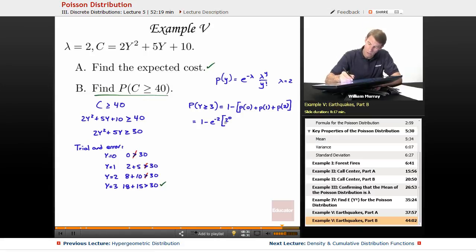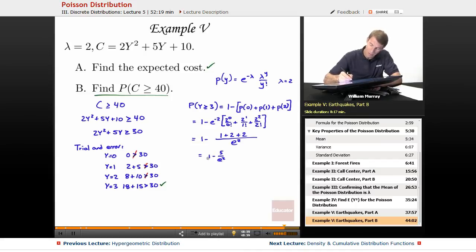So 2 to the 0 over 0 factorial plus 2 to the 1 over 1 factorial plus 2 to the 2 over 2 factorial. So this is 1 minus, I'll put e squared as a denominator there. And 2 to the 0 over 0 factorial is 1, plus 2, plus 4 over 2 is 2. So I get here 1 minus 5 over e squared.